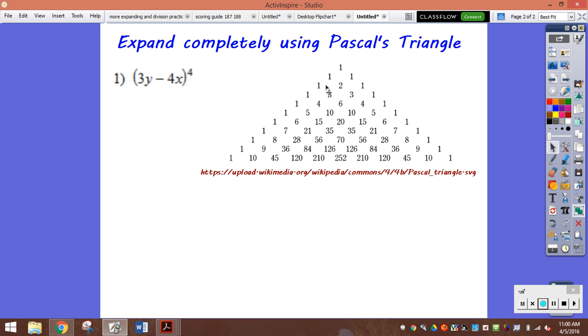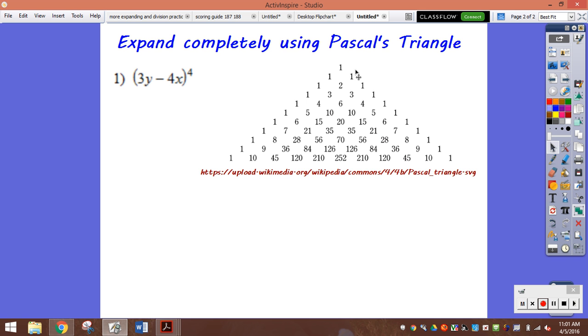So 1 plus 2 is 3, 2 plus 1 is 3, end the rows with 1s, and then you have 1 and 3 is 4, 3 and 3 is 6, 3 and 1 is 4, end with 1s, and so on down the line. And these rows represent the coefficients of polynomials when you expand binomials.